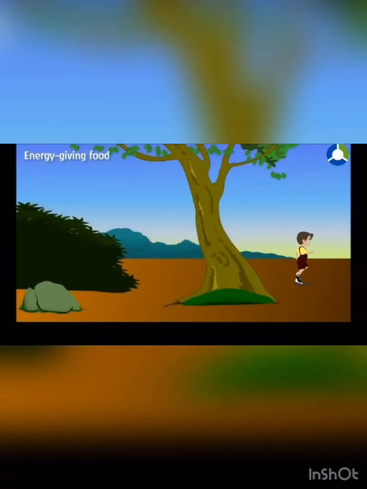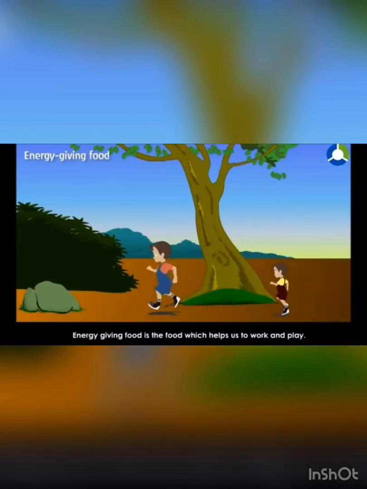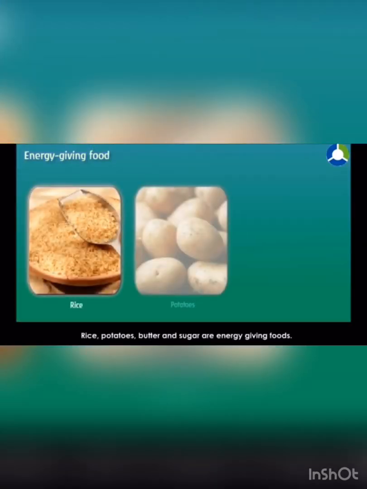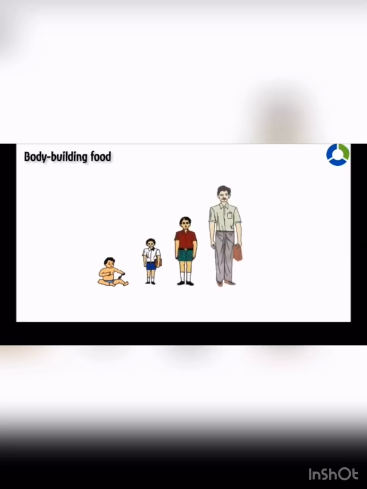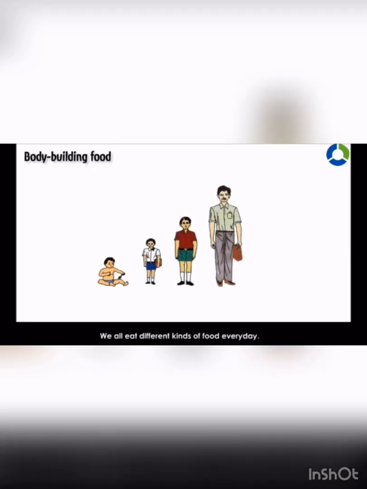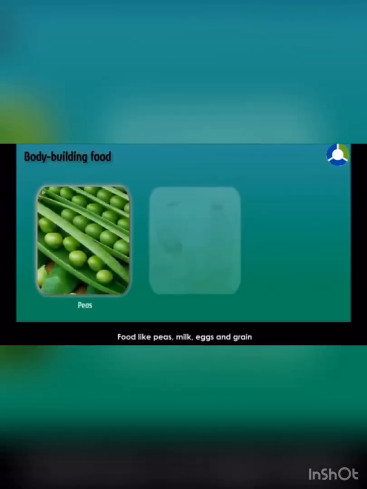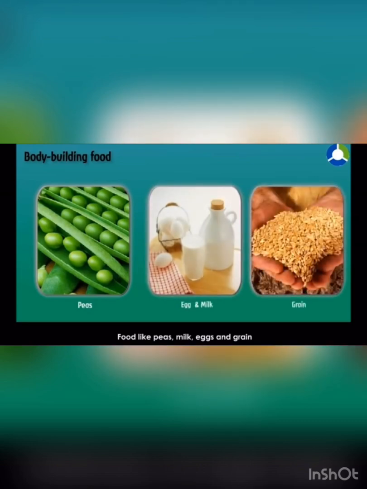Energy-giving food. Energy-giving food is the food which helps us to work and play. Rice, potatoes, butter and sugar are energy-giving foods. Bodybuilding food. We all eat different kinds of food every day. Some food helps us to grow. Food like peas, milk, eggs and grain help us to build our bones and muscles.